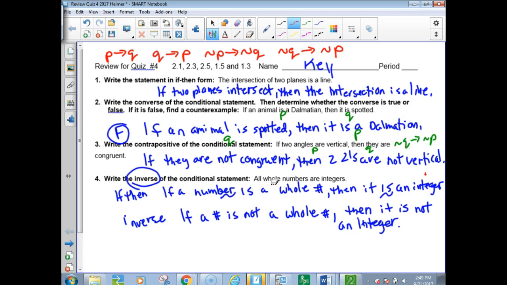Write the inverse of the conditional statement, all whole numbers are integers. Now, right here, guys, this probably isn't on your paper. You probably didn't write this down, because all I did was first write it in if-then form, and then I wrote the inverse. The if-then form would be if a number is a whole number, then it's an integer. So the inverse would be if a number is not a whole number, then it's not an integer. Okay?